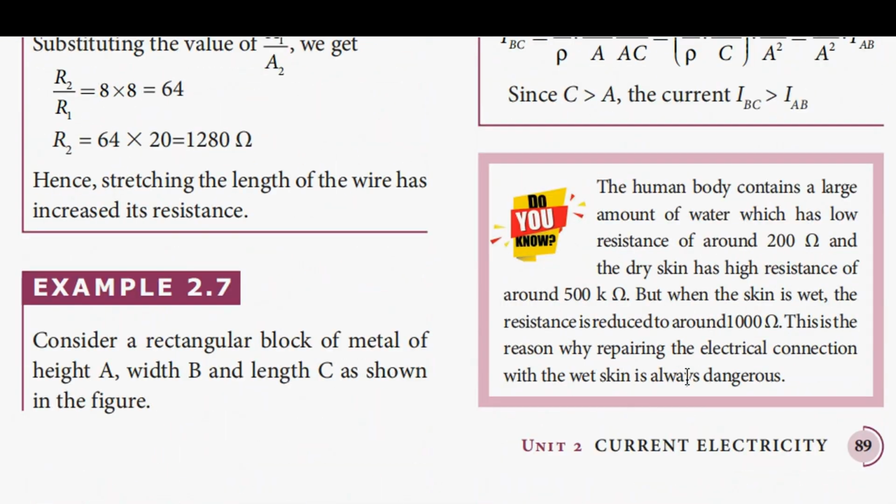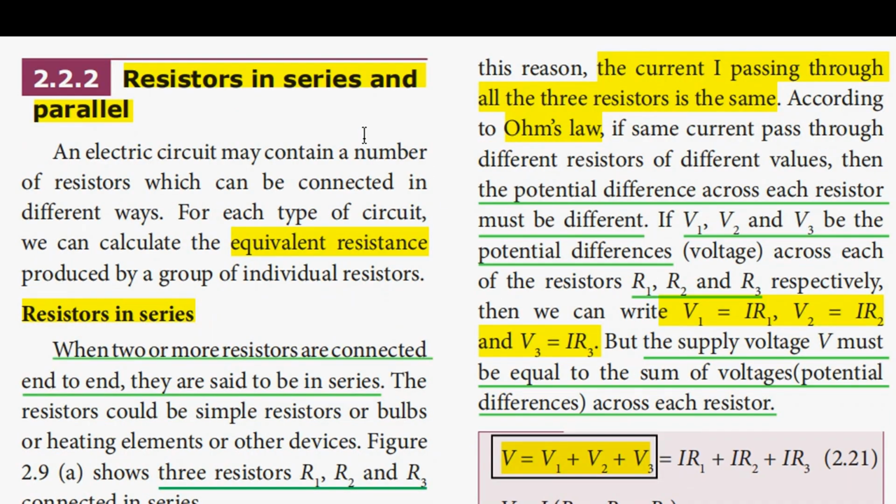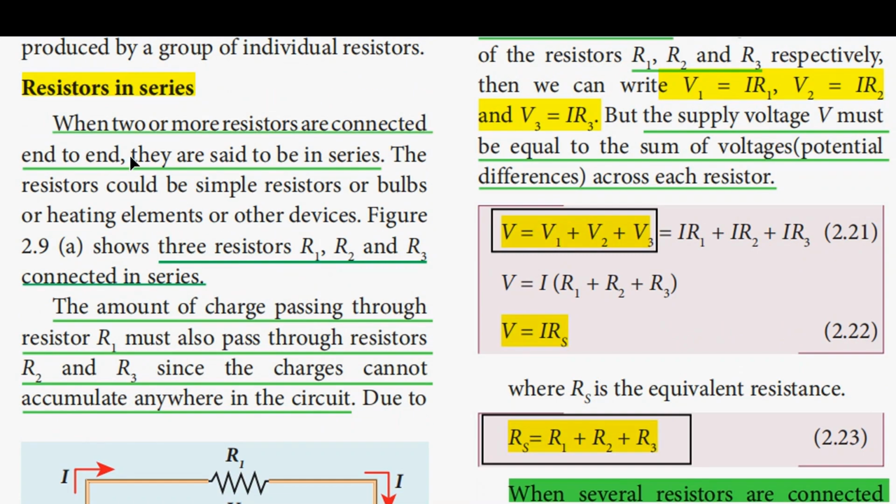Then we are going to study about the resistors which are connected in series and also in parallel. An electric circuit may contain a number of resistors which can be connected in different ways. And for that we can calculate the equivalent resistance produced by a group of individual resistors. In the first case, let us consider the resistors are connected in series. When two or more resistors are connected end to end, they are said to be connected in series. The resistors could be simple resistors or bulbs or heating elements or some other devices.